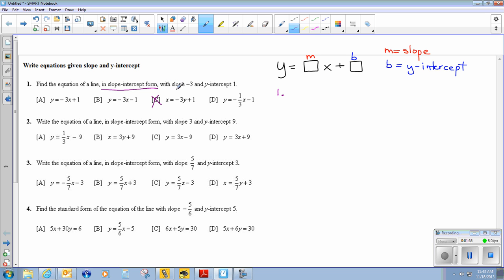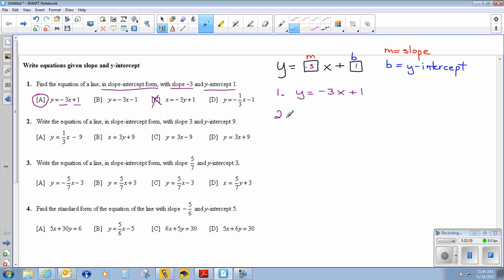Okay, let's look more closely at our question. It says that we have a slope of -3. So I would fill this in, -3. And then we have a y-intercept of 1. That means that our equation is just y equals -3x plus 1. And I see that as an answer choice right here. Y equals -3x plus 1. So you can see our slope of -3 and our y-intercept of 1.